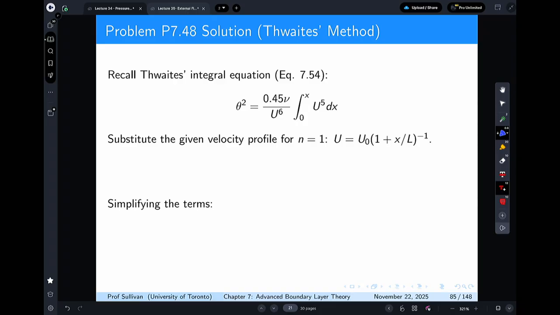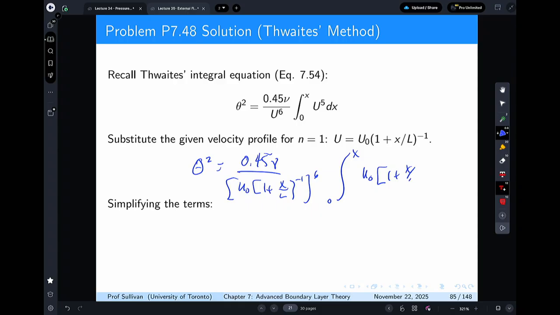So again, Thwaites' method, lots to do. You have the first integral to solve. You have the combined equations to solve through. And then you make the lambda, substitute in the given profile, and you get theta squared equals 0.45 nu over u naught 1 plus x over L to the minus 1 to the 6th integral 0 to x u naught 1 plus x over L minus 1 5th dx.